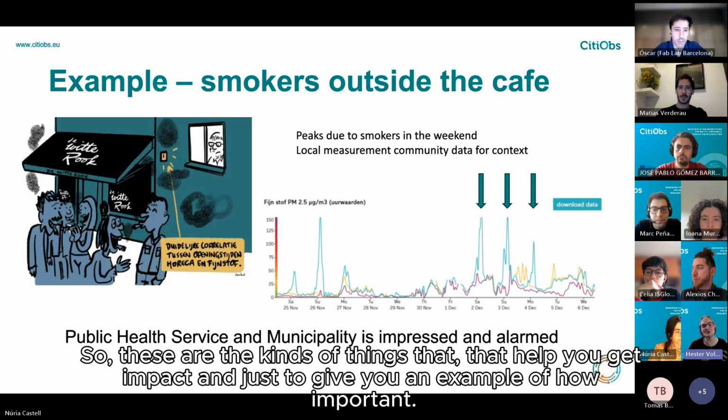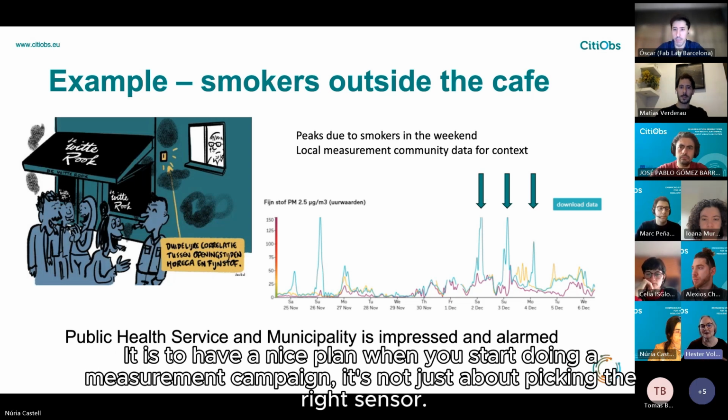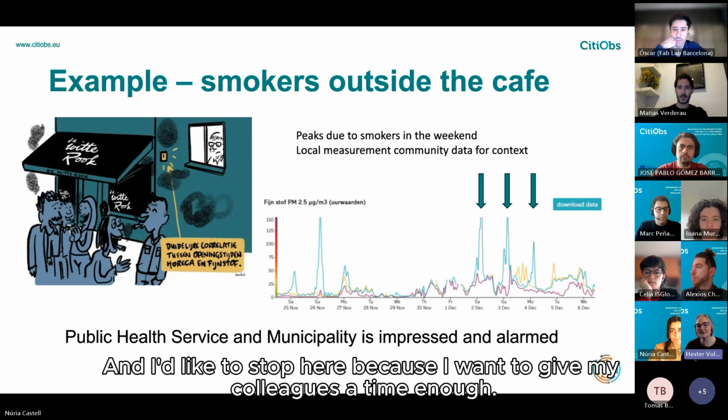And just to give you an example of how important it is to have a nice plan when you start doing a measurement campaign. It's not just about picking the right sensor. And I'd like to stop here because I want to give my colleagues time enough.